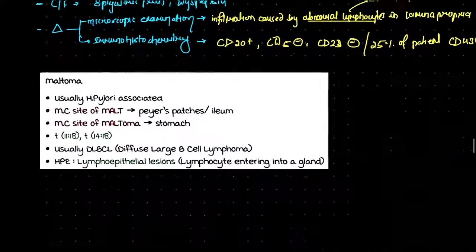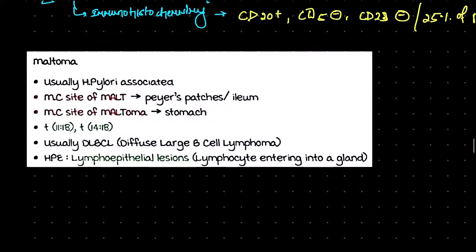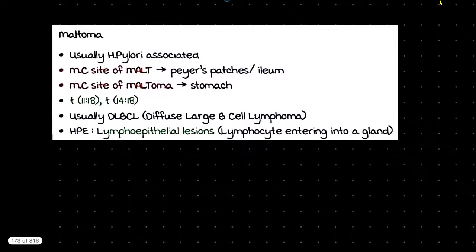Now again, let's recall whatever we studied. Maltoma is usually H pylori associated, right. The most common site of maltoma is the stomach, but the most common site of MALT overall is Peyer's patches or ileum. Don't get confused with these things. It is associated with translocation between 11;18 or translocation between 14;18, right. Usually it is diffuse large B cell lymphoma, right.